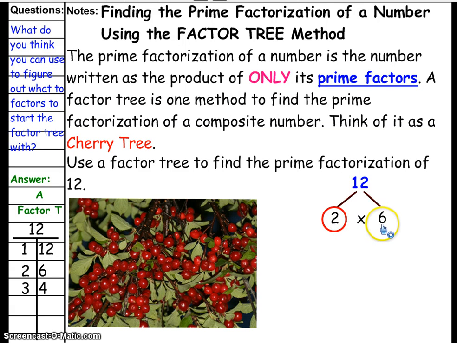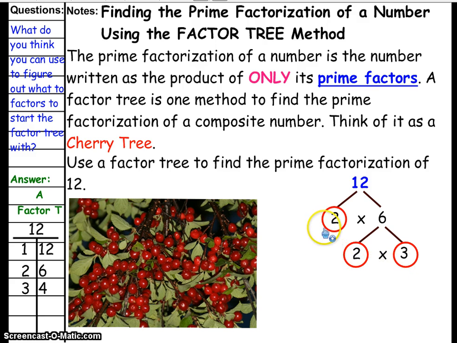Now let's go over to 6. 6 is not a prime number, it is a composite number, so that means I'm going to draw two branches coming out of my composite number. Again, what two numbers multiply together to give me 6? 2 times 3. I see another 2, so I know that's prime. So I'm going to make a cherry out of it. But I also see 3. Is 3 a prime number? Yes, it only has two factors, 1 and itself. And since 1 does not belong on the cherry tree, that means we are done. That means we're going to make a cherry out of the 3.